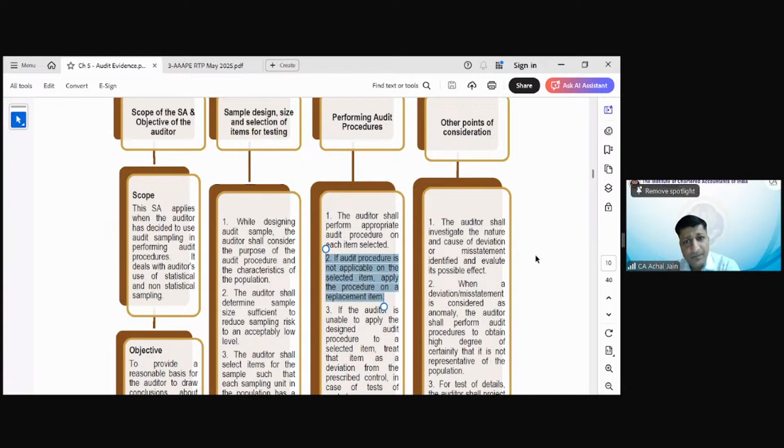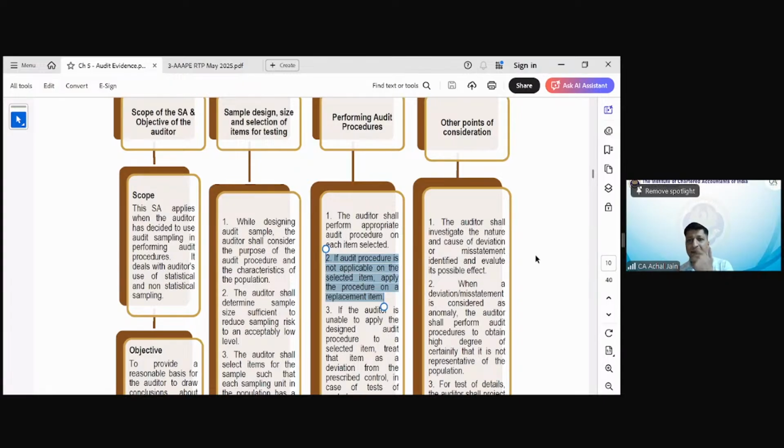Sir, if objective is not achieved, then we have to move further. Yeah, if objective is not achieved means if he is not able to apply the audit procedure. What is the objective? Objective is always to apply some audit procedure. If the audit procedure can't be applied on a particular sample, then he'll move on to the next sample.